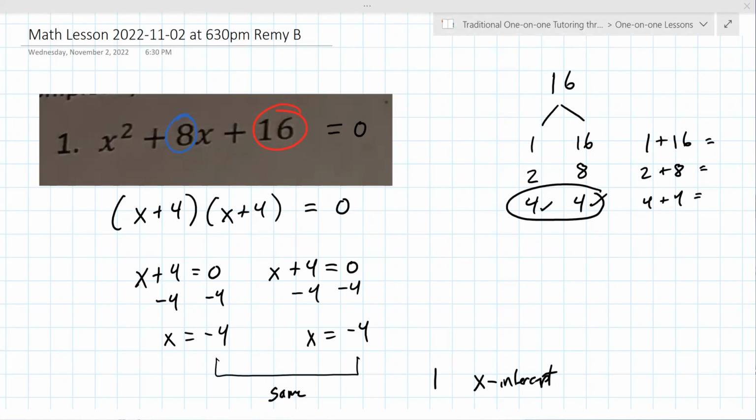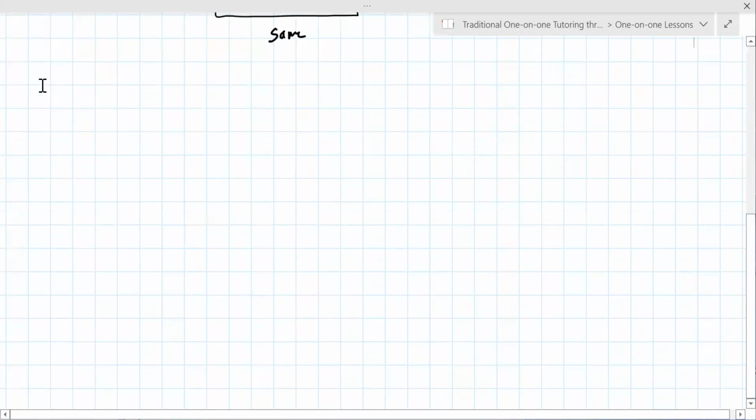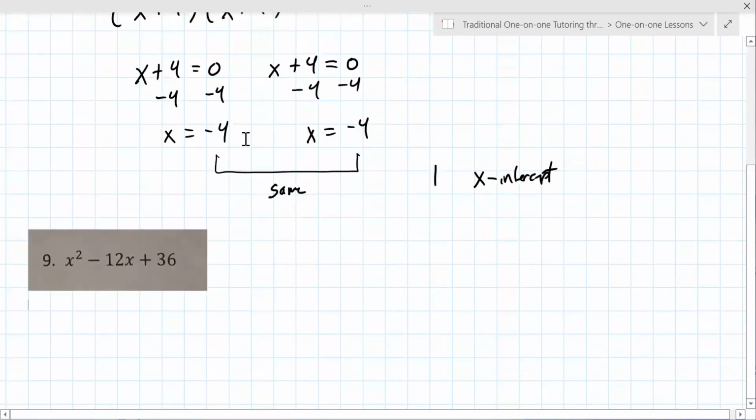All right, let me find another one in the sheet that's similar. Let's do number 9. 9's kind of the most similar to this one. Did you get all that down, or do you need me to scroll back up? No, I got that all done.